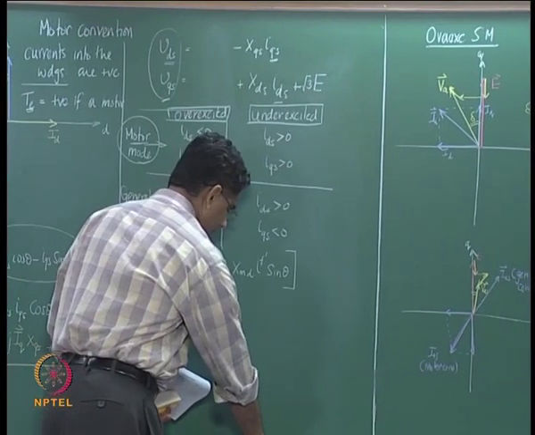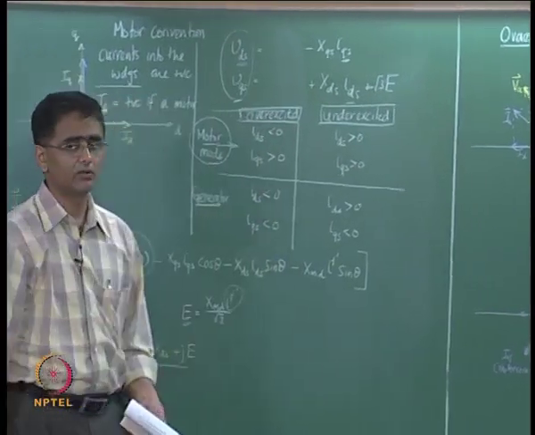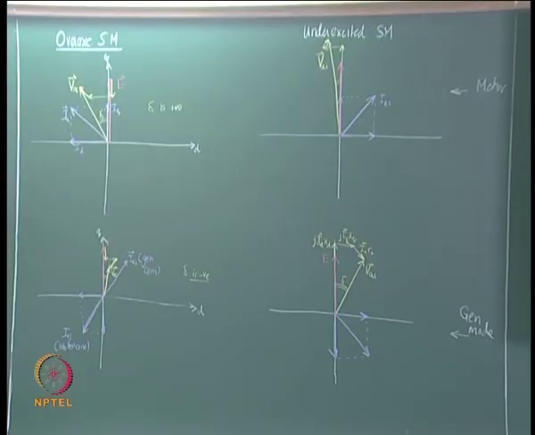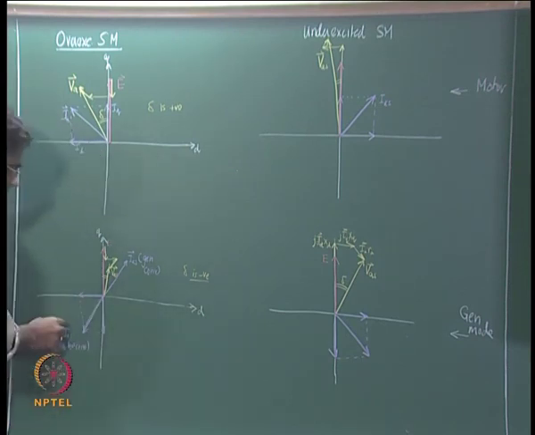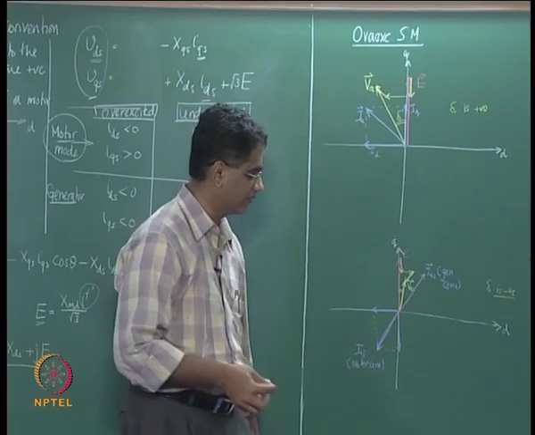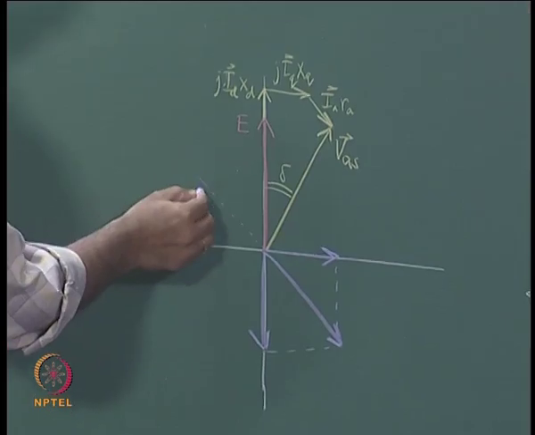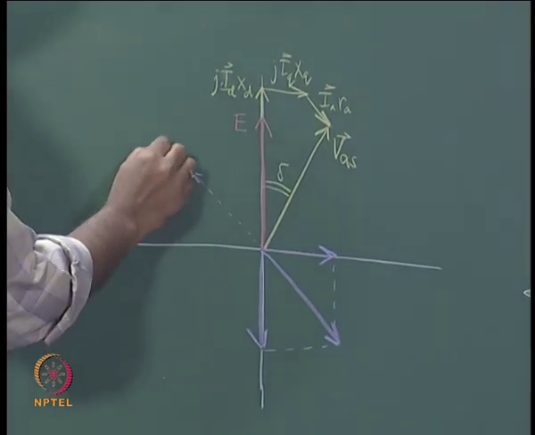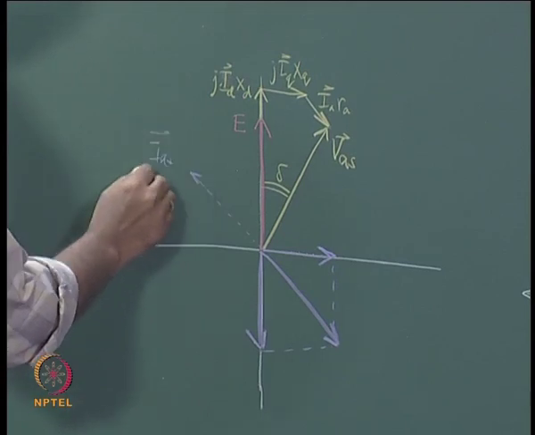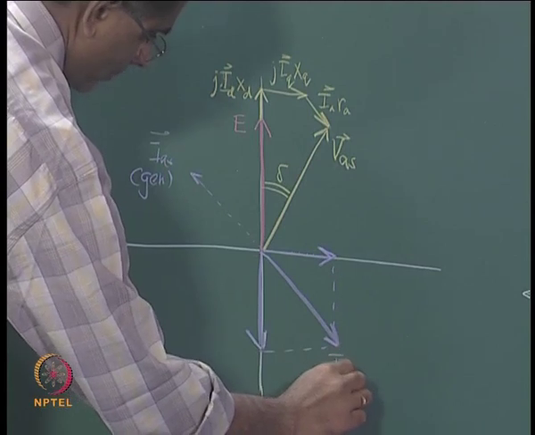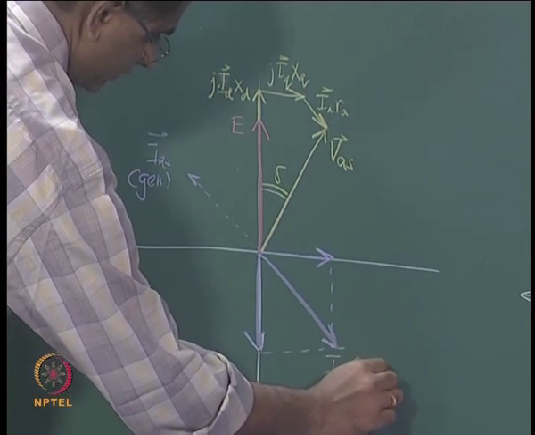So, in this manner one can try to draw the phasor diagrams of the machine. As in this case what we have done, if you want to draw IAS in the generator convention, that is just the negative of this, and therefore the generator convention current would then be here. This is IAS generator convention, this is IAS in the motor convention.